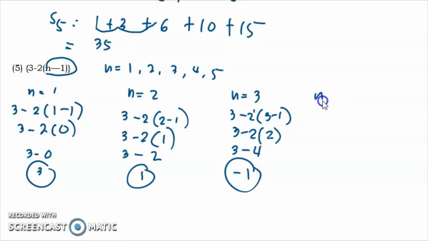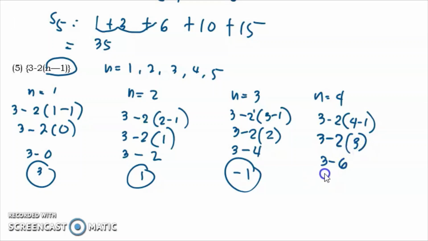Okay? And then, for n equals 4, you have here 3 minus 2, 4 minus 1. So, 3 minus 2. What is 4 minus 1? We have there 3. Okay? So, 2 times 3 is 6. So, 3 minus 6. 3 minus 6 is negative 3.